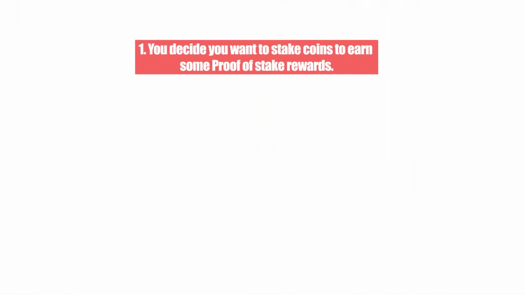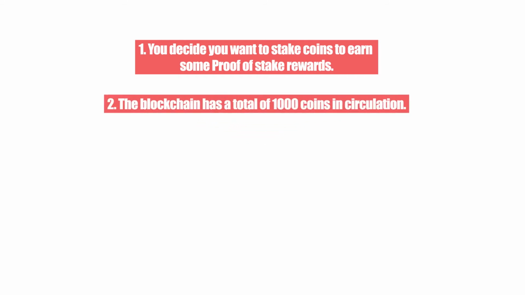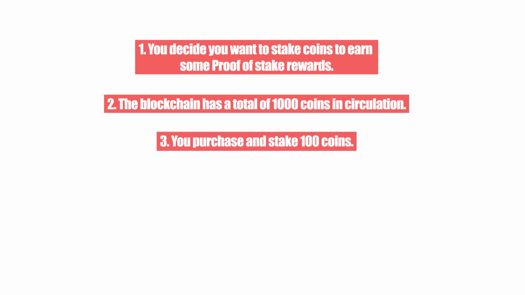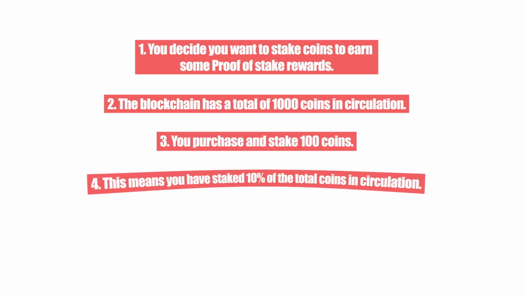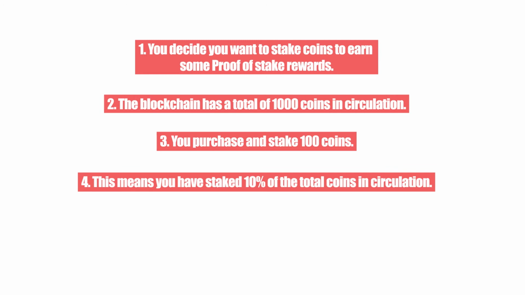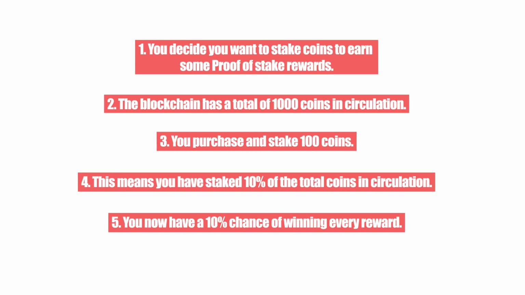Take a look at the following example. You decide you want to stake coins to earn some proof of stake rewards. The blockchain has a total of 1,000 coins in circulation. You purchase and stake 100 coins. This means you've staked 10% of the total coins in circulation. You now have a 10% chance of winning every reward.